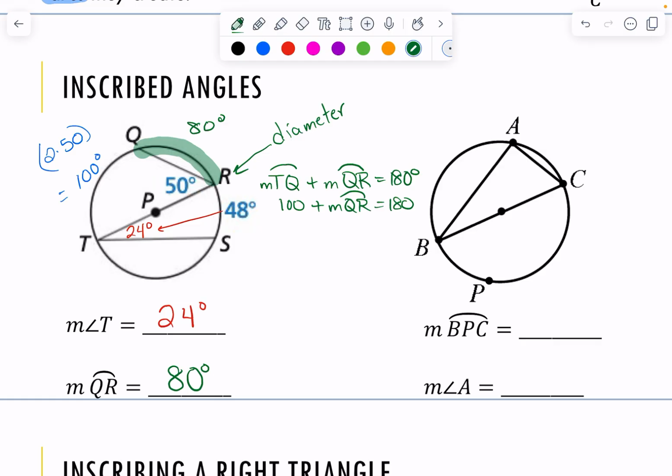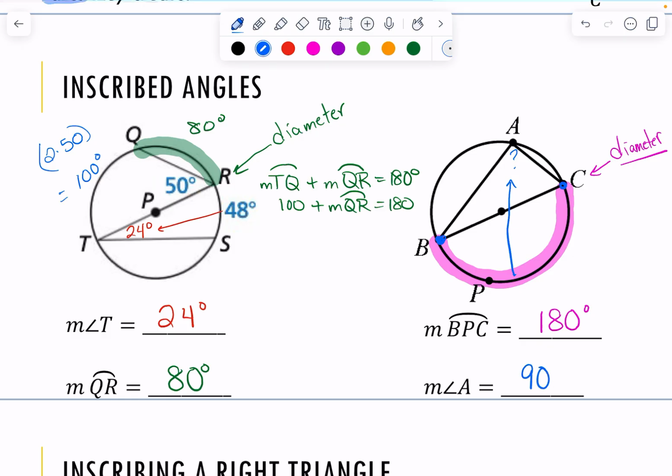Okay, let's try another one. So here I look at this and they want me to find arc BPC. Now, if you notice, arc BPC is made up of the diameter. So once again, BC is a diameter. So once I know that, then the arc BPC has to be 180 degrees because it has to be that semicircle. Now, if we look then, we notice that angle A is what I'm looking for, has endpoints and opens up to that arc BPC, so the inscribed angle would be half of that, which would be 90 degrees. Okay? So that's how we use those things to find some different measurements.